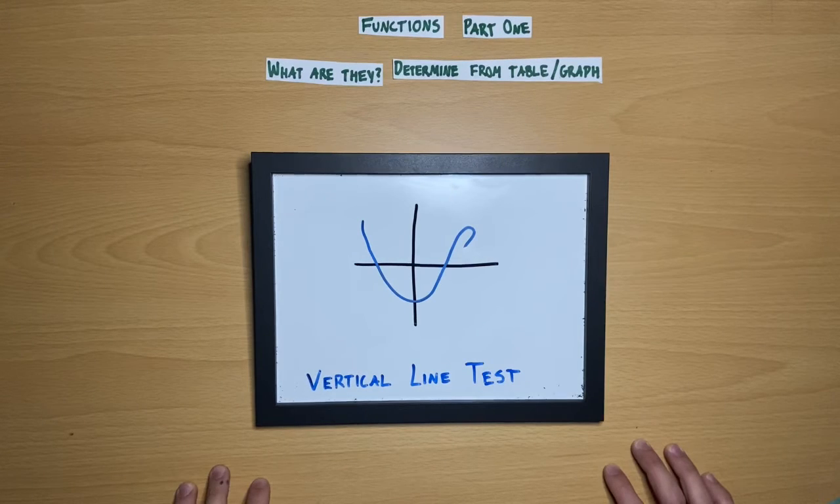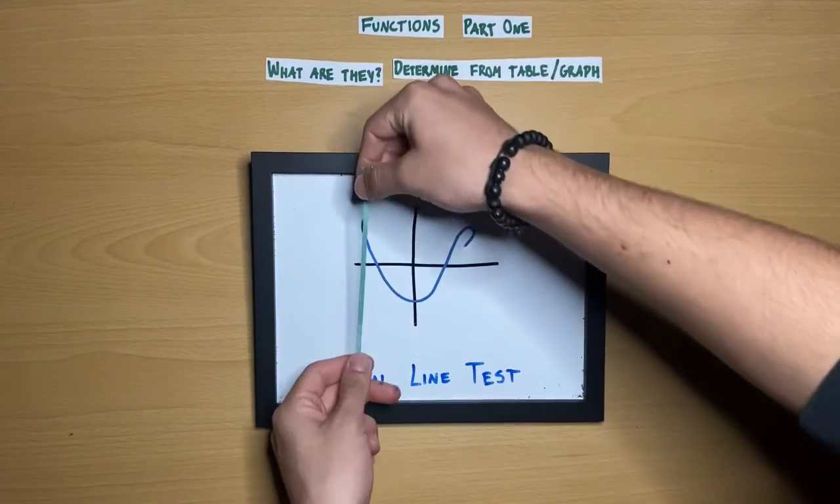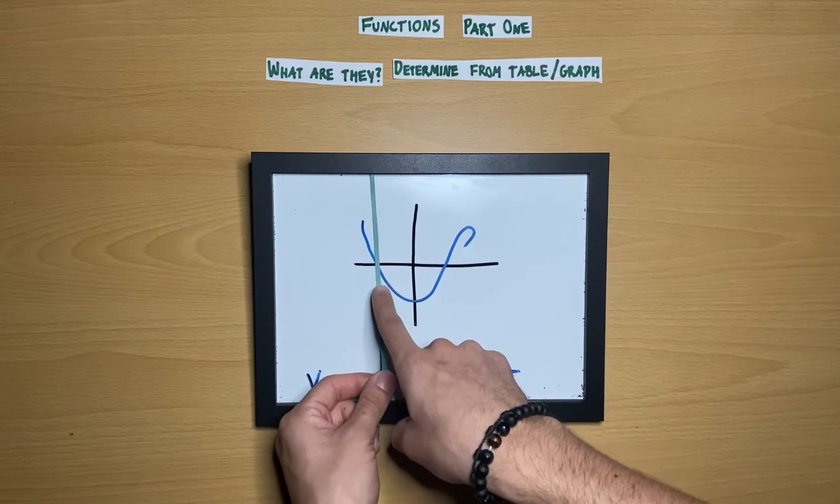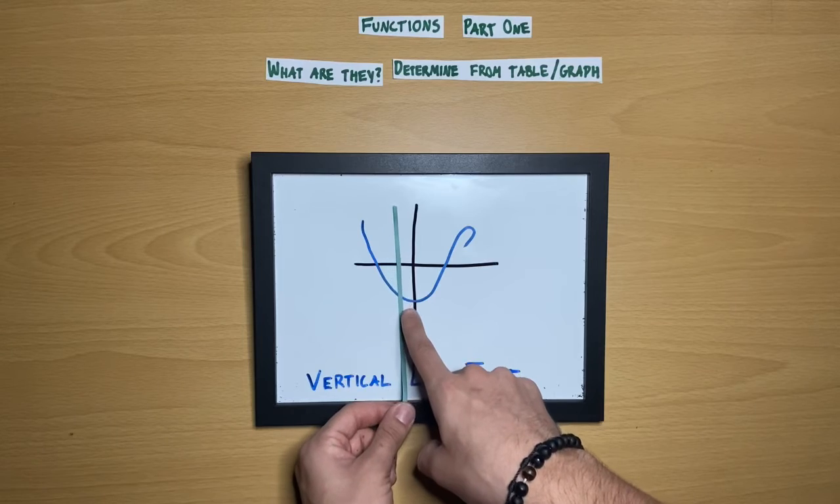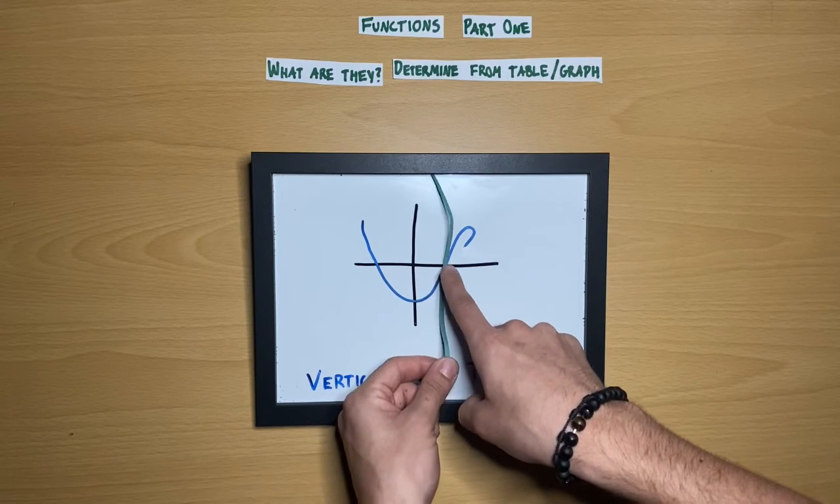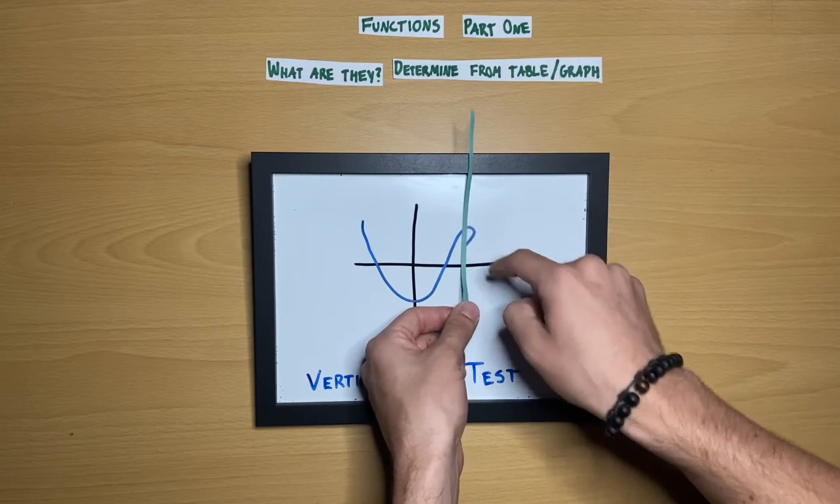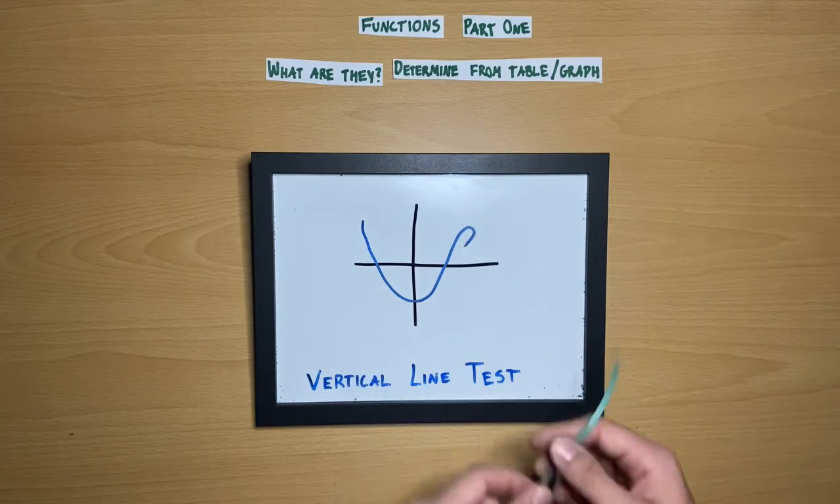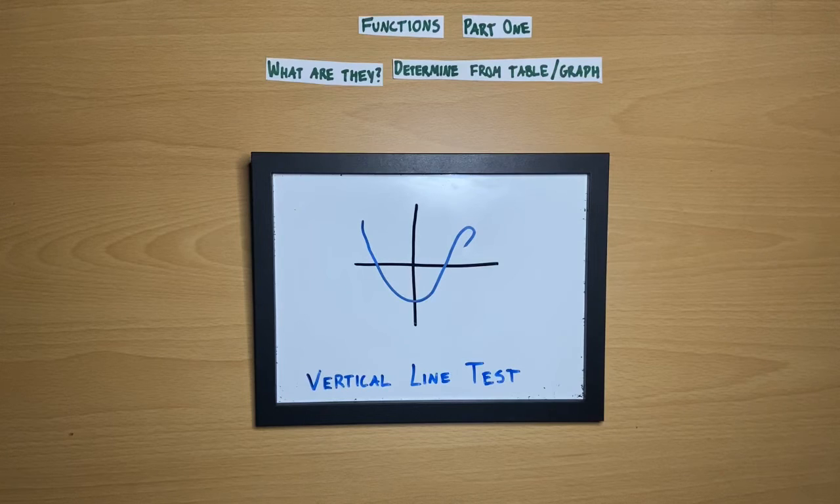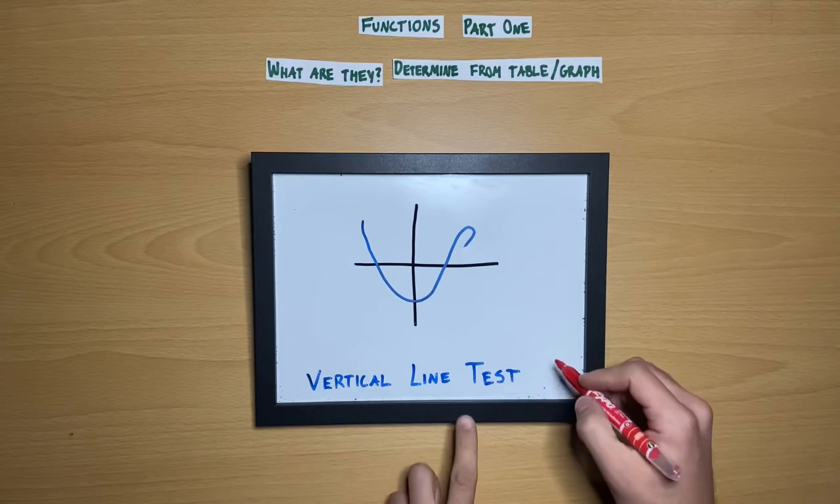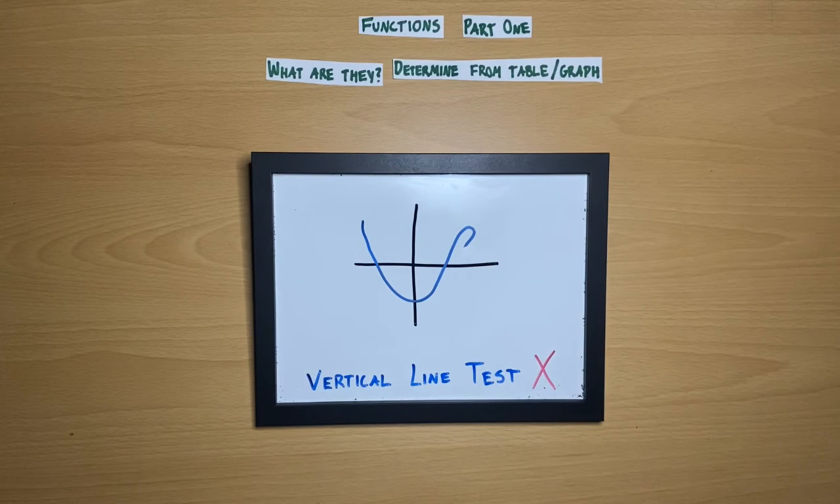For our final example, I wanted to show this weird looking graph. So we're going to do the exact same thing, use the vertical line test, and we can see that right now it's meeting the criteria. It's only touching 1 point, and it touches 1 point throughout, except once we get right about here, we can see that it touches 2 points. And as soon as it touches more than 1 point, it automatically fails the vertical line test. Therefore, it is not a function.